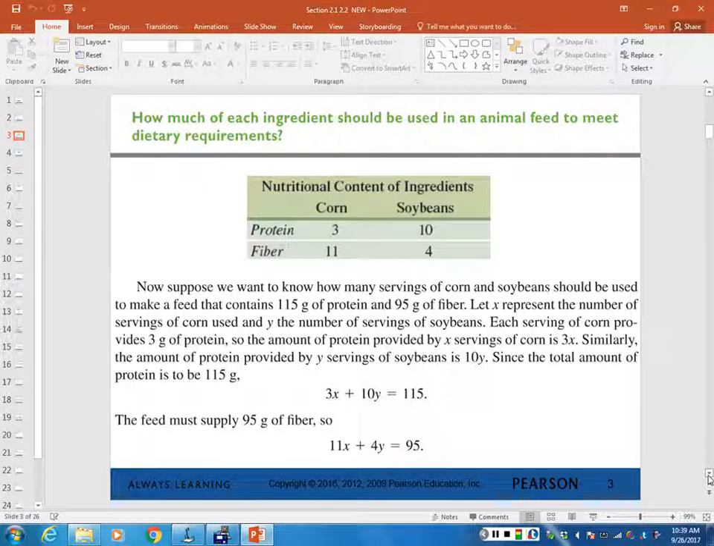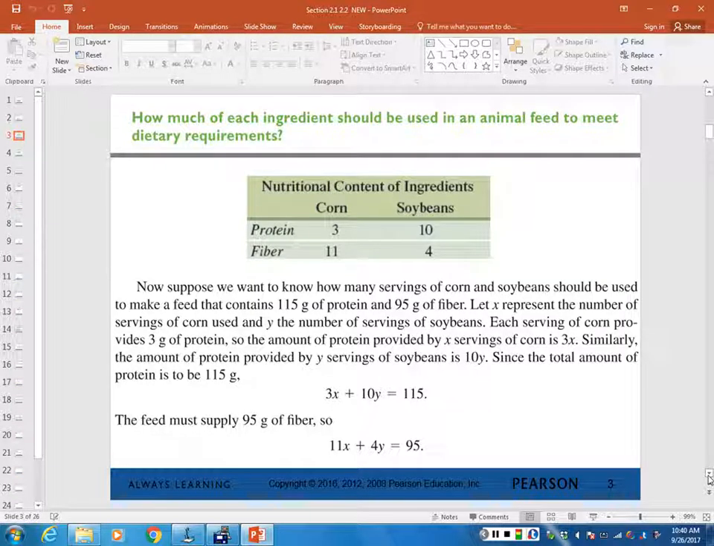So let's suppose that we need to know how many servings of corn and soybeans should be used to make a feed for these cows that contains 115 grams of protein and 95 grams of fiber. That's our goal. We want to mix up a feed that makes that. And we're only going to use corn and soybeans. Well, since we don't know how much corn and we don't know how much soybeans, those are going to be our two unknowns, our two variables for our linear equation.